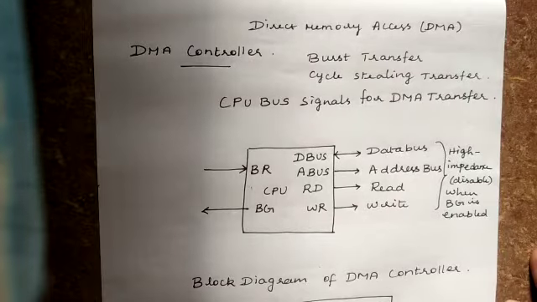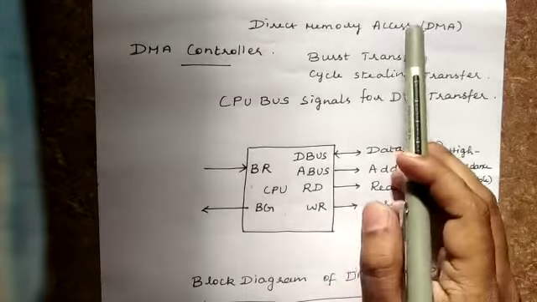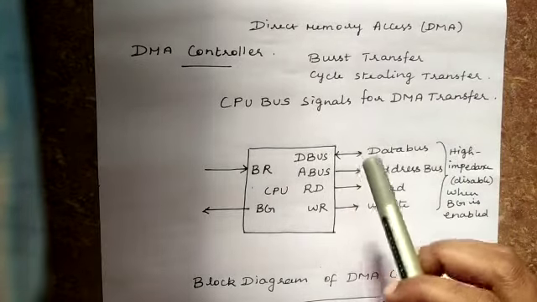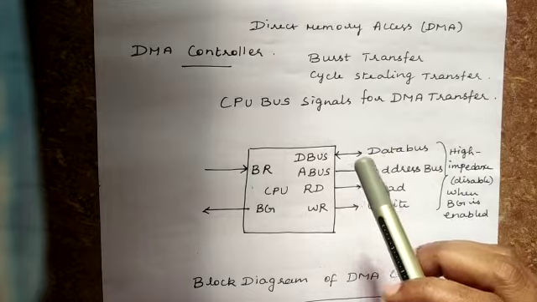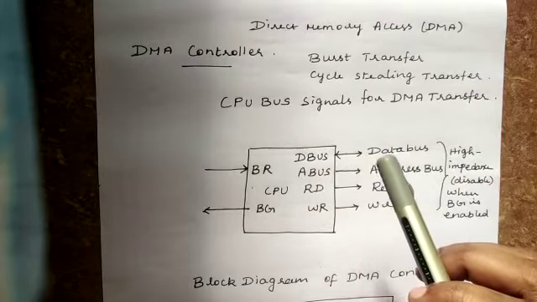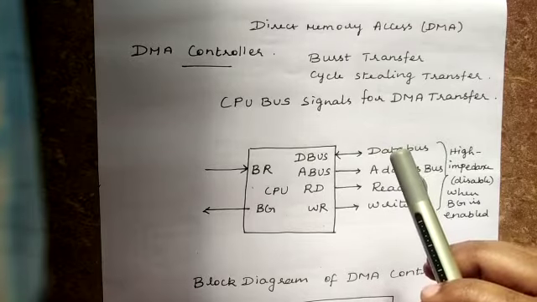Hello everyone. In this session, we're going to discuss direct memory access, that is DMA. Why do we need direct memory access? The main operation we are doing in the processor is nothing but transfer operation. We need to transfer any kind of data between the memory and the external devices.